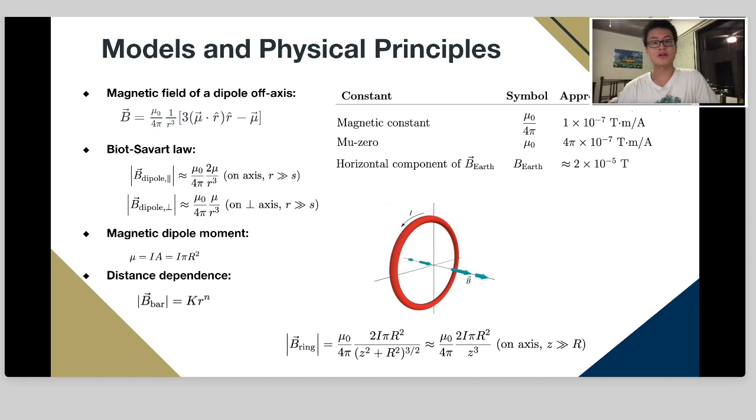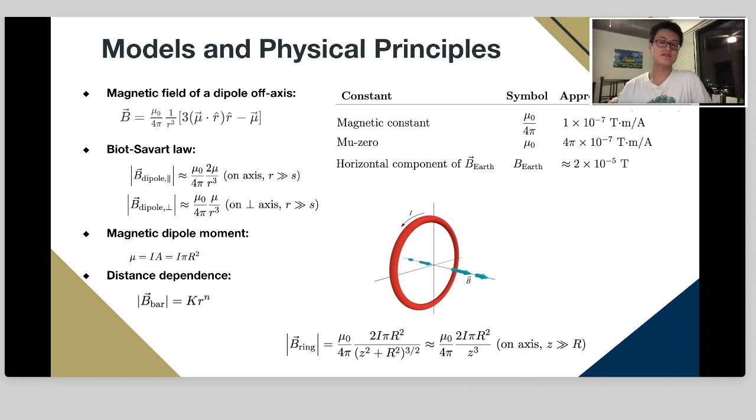And shown here are the model's fundamental physical principles and relevant constants that were employed in this experiment. Firstly, the magnetic field of a dipole, which was off-axis, the Biot-Savart law, shown here for the dipole on and perpendicular axes, and then the magnetic dipole moment.